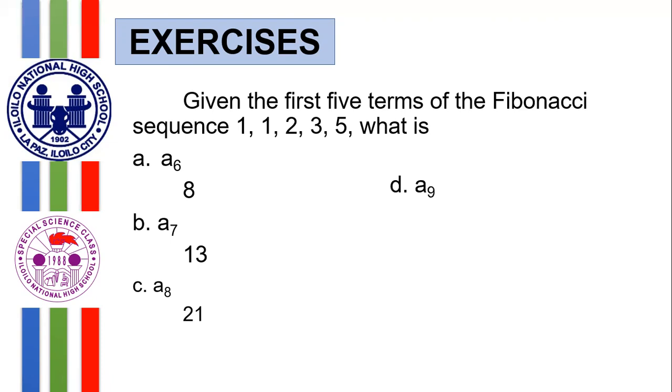For the ninth term, it will be the sum of 13 and 21, which is 34. For the 10th term, it will be the sum of the 8th and the 9th terms, which are 21 and 34. 21 plus 34 is 55. For the 11th term, it will be 34 plus 55, which is 89. So these are just some of the terms of your Fibonacci sequence, and I hope that you understood how the terms are generated as well.